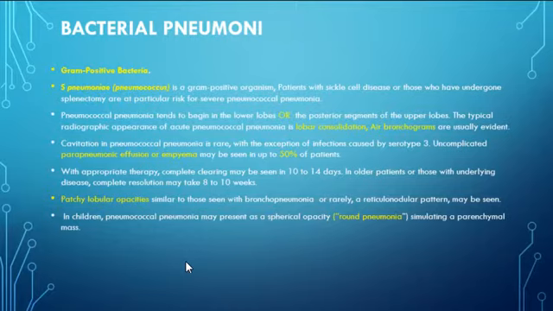With appropriate therapy, complete clearing may be seen in 10 to 14 days. In older patients or those with underlying disease, complete resolution may take 8 to 10 weeks. Patchy lobular opacities and reticulonodular patterns may be seen. In children, pneumococcal pneumonia may present as a spherical opacity called round pneumonia, simulating a parenchymal mass.